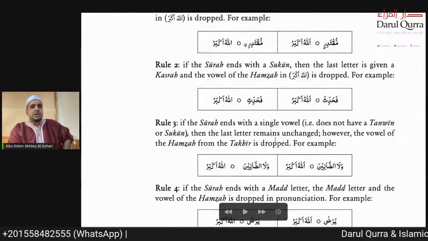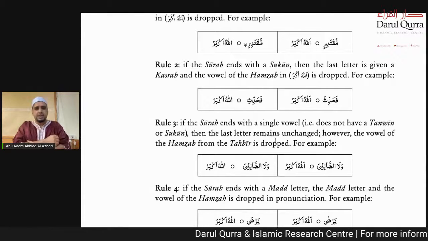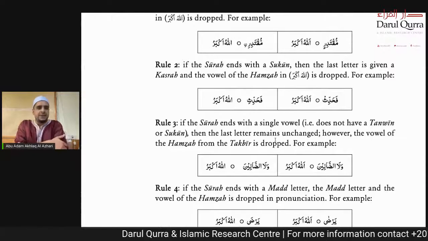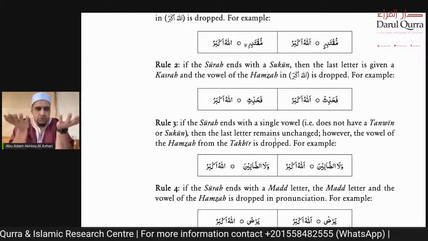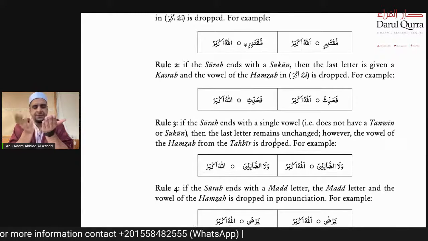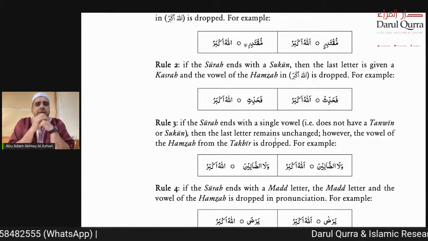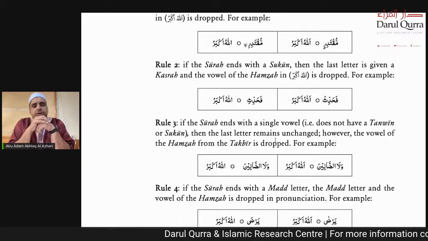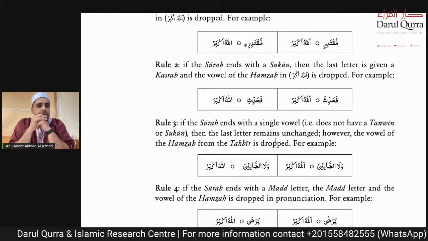The rule number two, if the surah ends with a sukoon, there's a sukoon at the end of it, then the last letter is given a kasra. Same, idha hurrika hurrika bil-kasr. You've got two iltiqa' sakinayn, two sakin letters together. You're going to give the first one a kasra. Same rule as the one above. So here we have the example of fahaddith Allahu akbar. So when you're going to recite this, fahaddithi Allahu akbar.